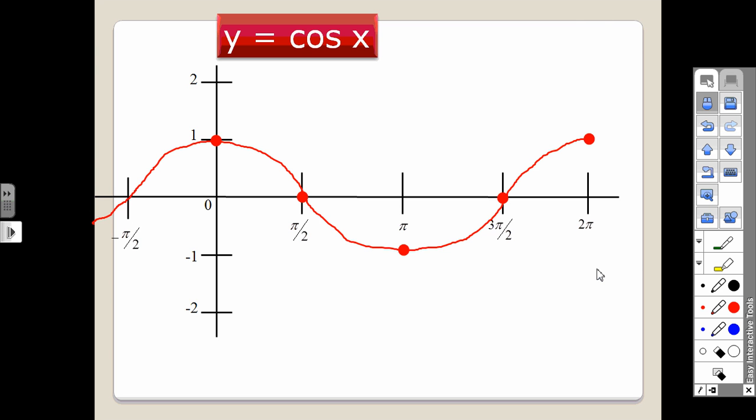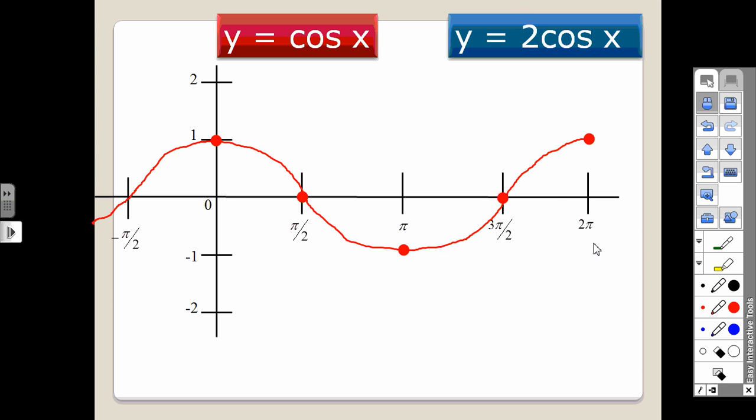Okay. Next, what happens if I put a 2 that's multiplied to the cosine of x? So the 2 is in front of our cosine x. Well, what that means is that each of these points, actually all of these points here, but we're going to use these quadrantal angle points, are going to get multiplied by 2. And that's going to change the shape of our graph.